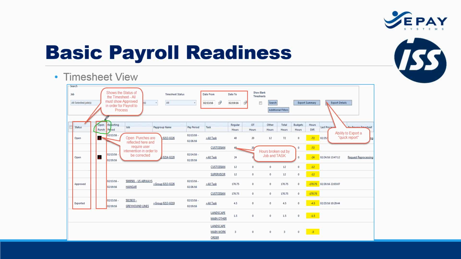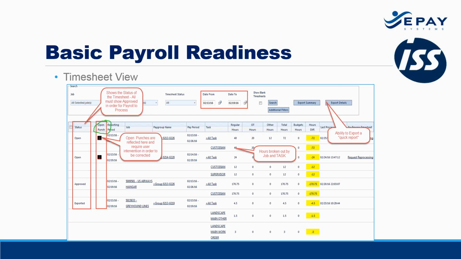They must be corrected, and I urge you to pay attention to this column, because if you see any number in red there, that is your signal that you have time that possibly could not or will not get paid during the payroll process. So make sure all your open punches are corrected.